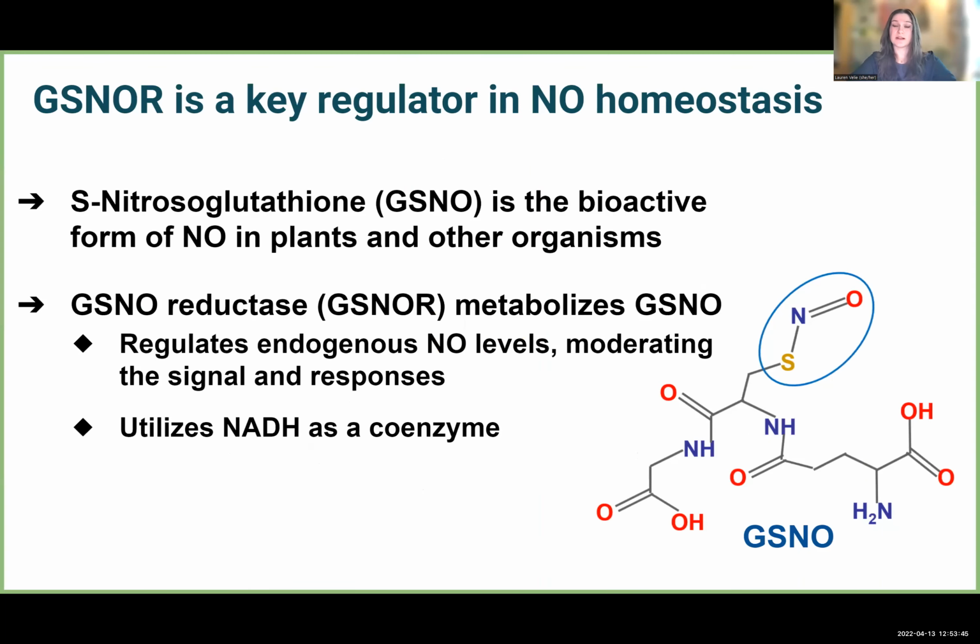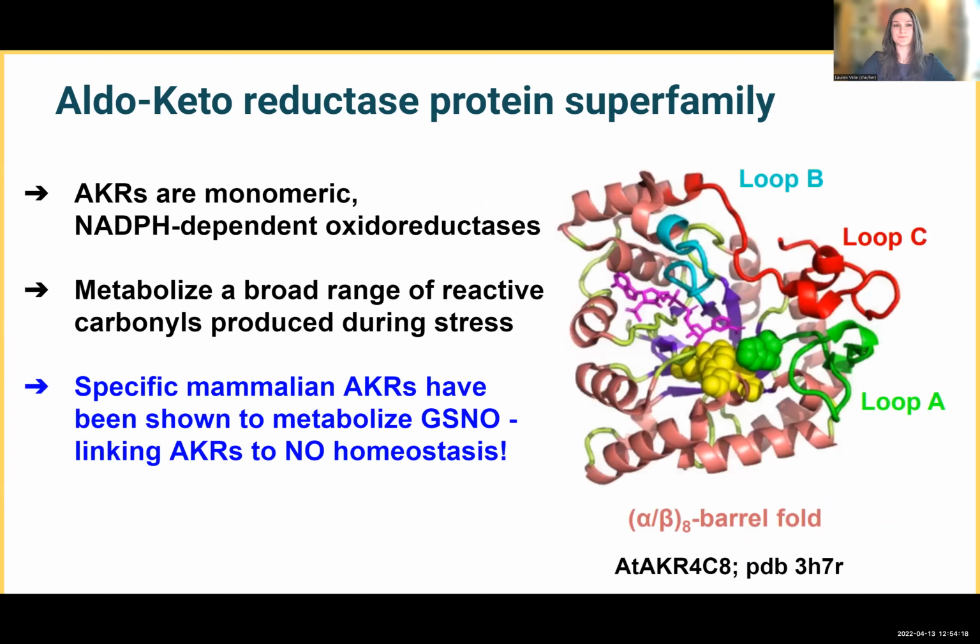So GSNOR is the regulator of nitric oxide homeostasis inside of plant cells. Nitric oxide is a short-lived radical molecule and is integrated into S-nitrosoglutathione, or GSNO, the bioactive form of nitric oxide in plants and many other organisms. So GSNO reductase, GSNOR, metabolizes GSNO and thus regulates endogenous nitric oxide levels, moderating the signal and cellular responses to the presence of nitric oxide. It utilizes NADH as a coenzyme in this metabolism.